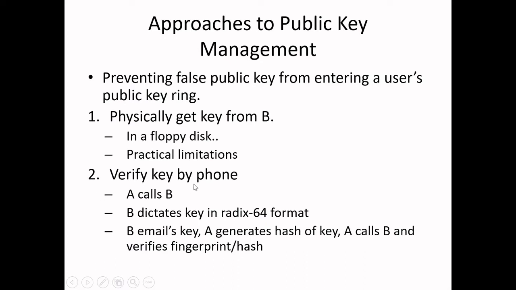Another method is to verify the key by phone. That is, A calls B and dictates the key in the Radix 64 format. Now B emails the key, A generates a hash of the key, A calls B, and verifies, and so on. This is another method which can be done. Now, verification by phone works only if A and B know each other, and if A is calling B, then A knows that it is actually calling B itself.